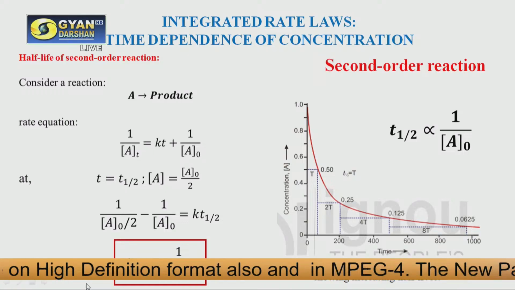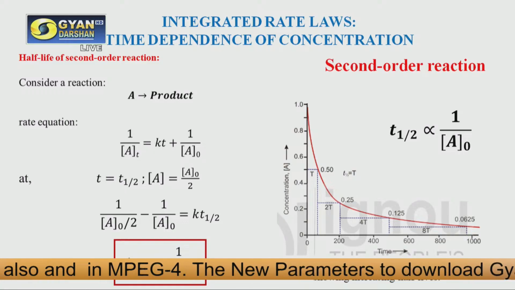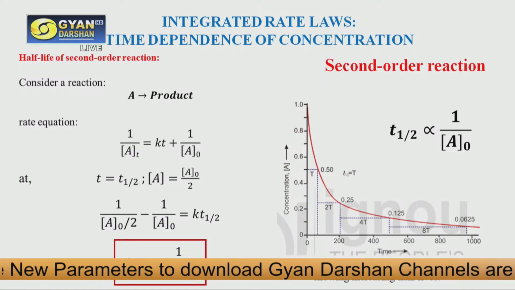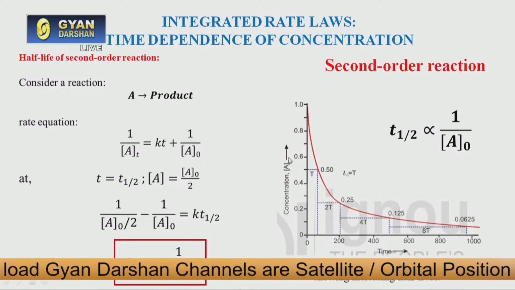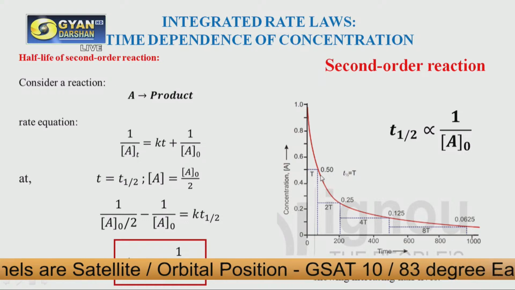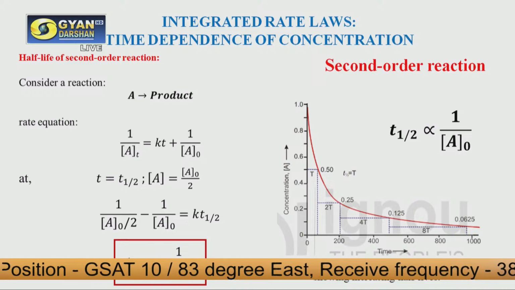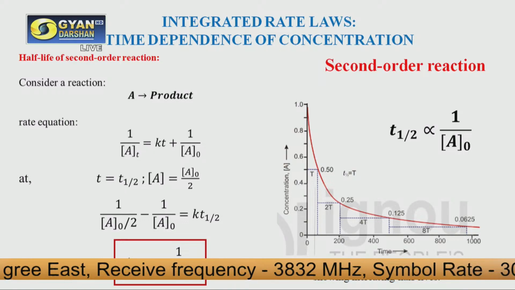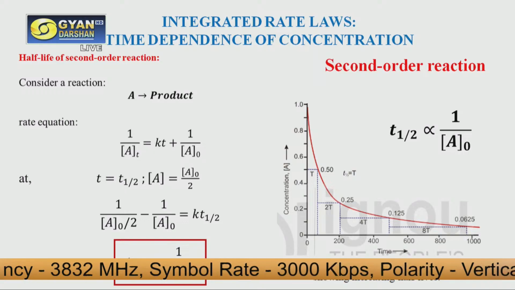Here, from the trend of the concentration of A versus time, it shows that the second order reaction has an increasing half-life. As the time increases, the half-life increases, meaning the first half-life is lesser as compared to the second half-life, and the second half-life is also lesser than the third half-life, and so on, so we get the increasing trend.